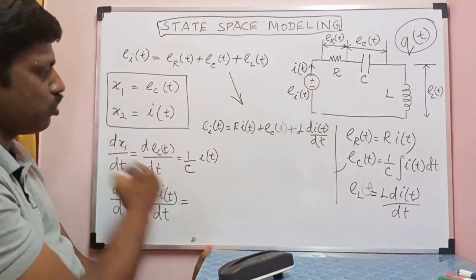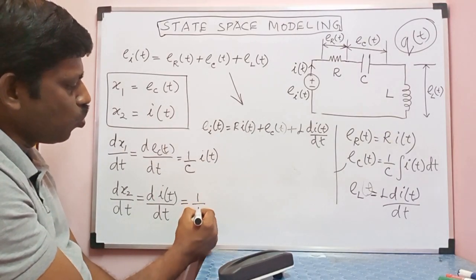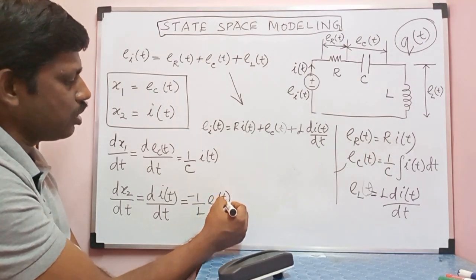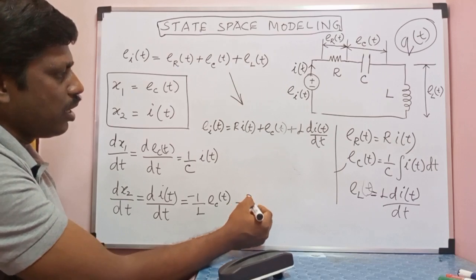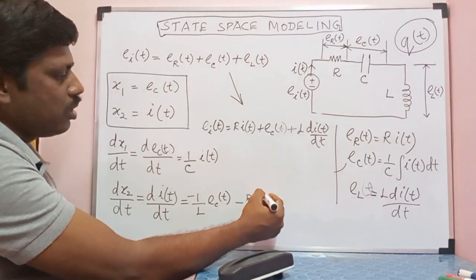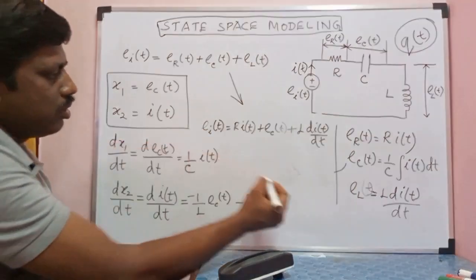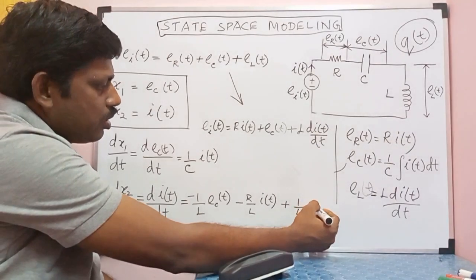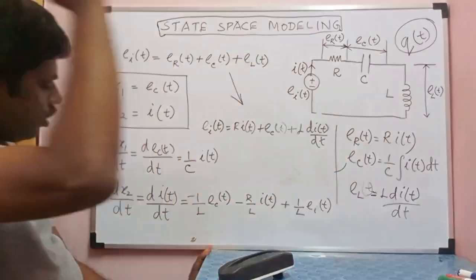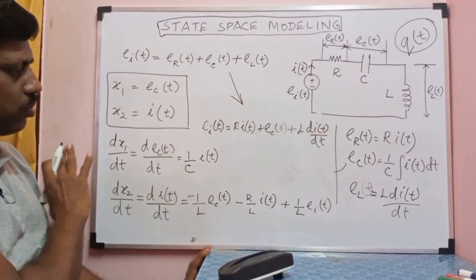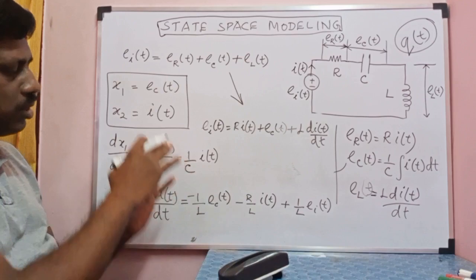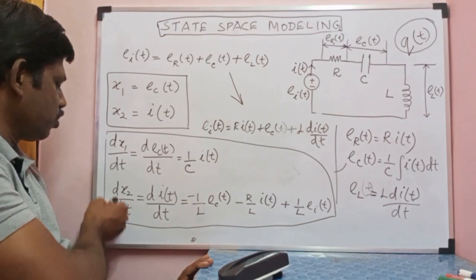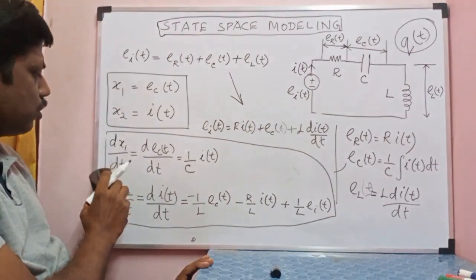E_C of t is my x1. Therefore, dI by dt is minus 1 by L E_C of t minus R by L I of t plus 1 by L E_I of t. Alright, so now I got both state equations, and I will try to represent these state equations in matrix form.